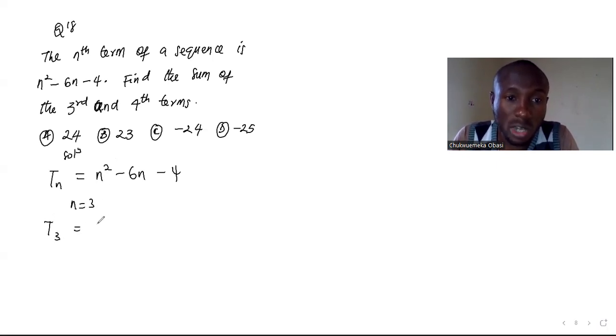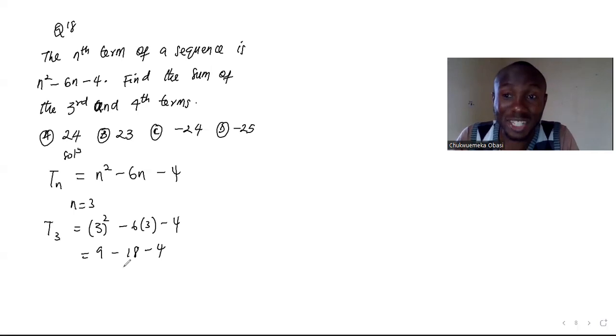You plug in 3 here, you have 3 squared minus 6 times 3 minus 4. 3 squared is 9, 6 times 3 is 18, minus 4. I always have issues with addition and subtraction sometimes. So 9 minus 18 should be minus 9, of course. So minus 9 minus 4 is minus 13, right? So we've gotten T sub 3, the third term.